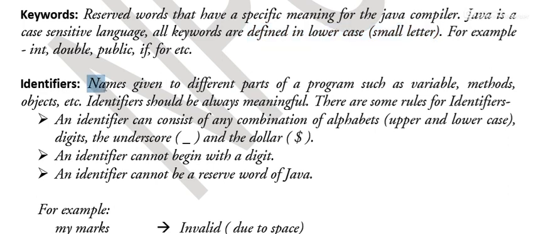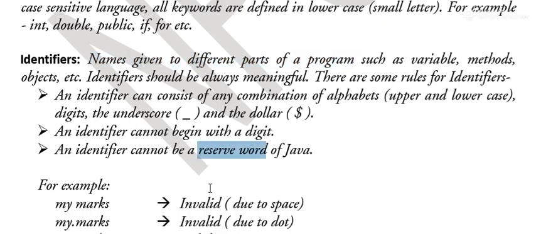Identifiers are the names given to different parts of program, such as the name of method, name of class, name of variables, etc. There are some rules to declare an identifier. An identifier must contain capital letter, small letter, underscore, and dollar sign, along with the digits. No other characters are used. An identifier cannot begin with a digit, and any reserved word cannot be an identifier.